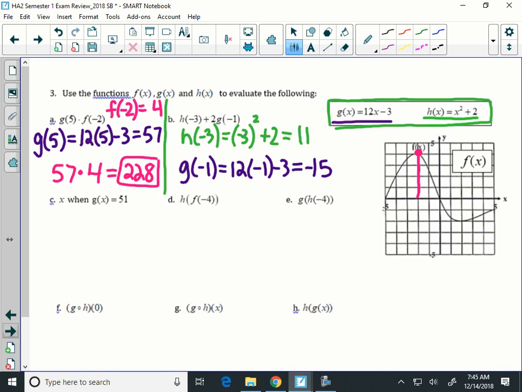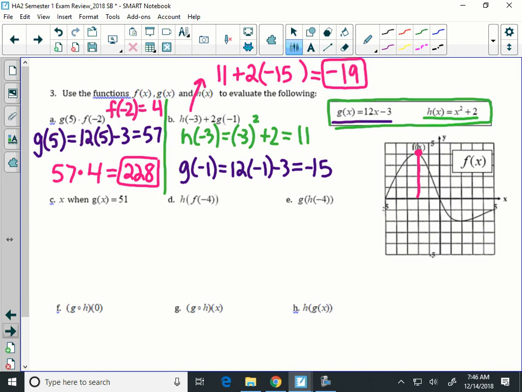So to simplify that problem, I'm going to go up above here. I'm going to take h of negative 3, which was 11, plus 2 times g of negative 1, negative 15 here. So that's 11 minus 30, which is negative 19. That would be your final answer for B. So you need to understand function notation for those problems, as well as understanding how to read the notation that is written, the multiplication, the addition, that kind of thing.